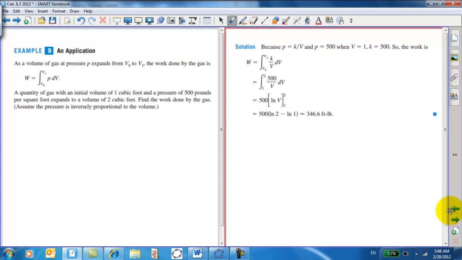Well, because P equals K over V, and P equals 500 when V equals 1, K equals 500. So they came up with that way. So the work done is given by this integral. And isn't that handy? We just learned how to deal with 500 over V. It's the natural log of V. So there you get about 346.6 foot-pounds.